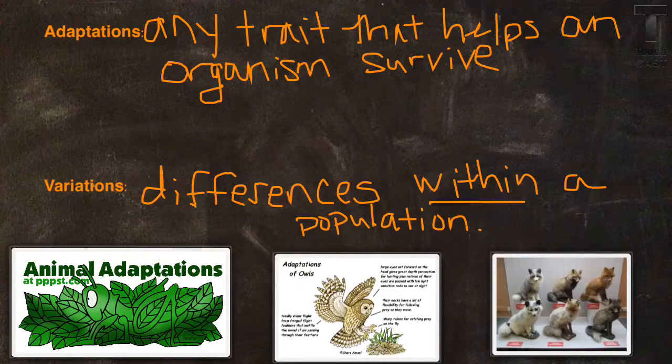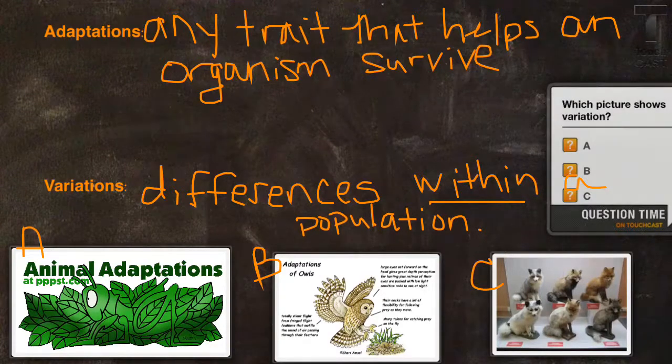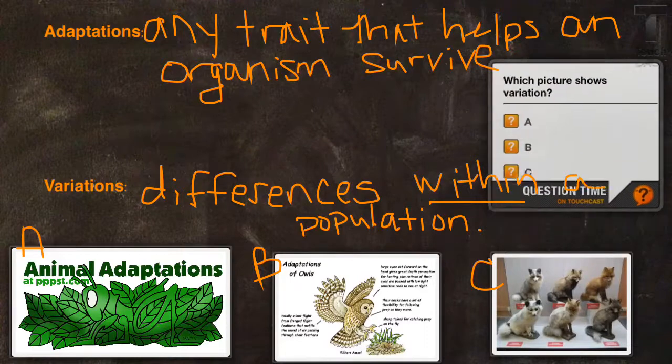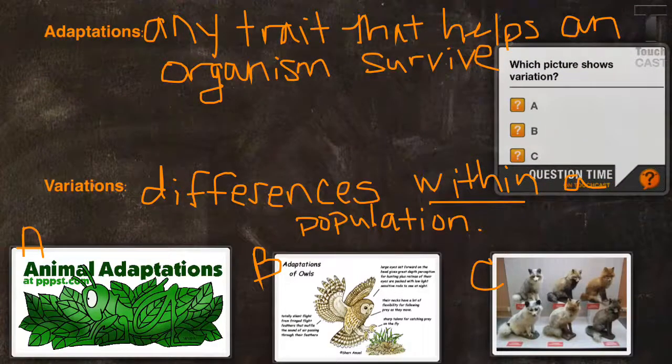So we've got pictures down here. Two of these pictures are showing adaptations, and one of these pictures is showing variations. That brings me to the first question shown here. Which picture shows variation? Choose A, B, or C.